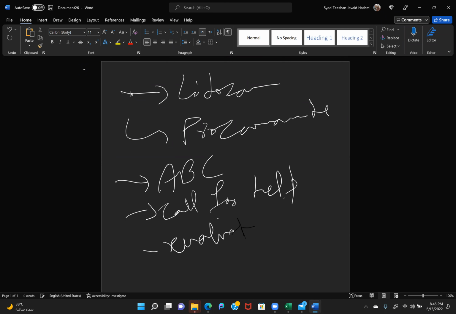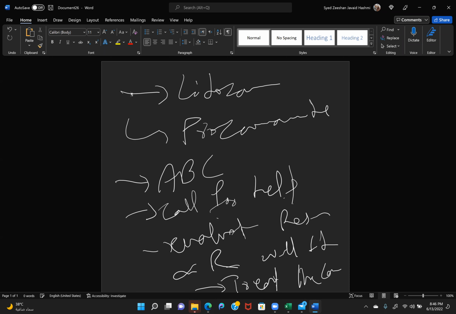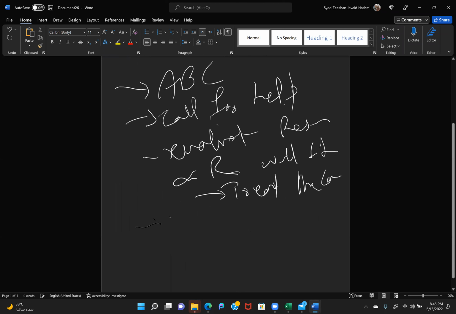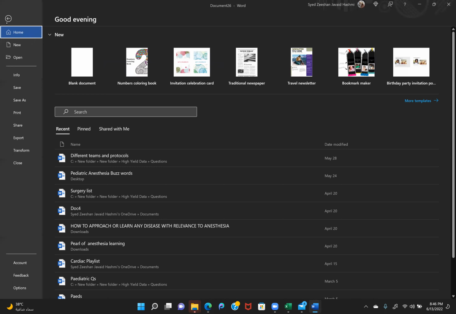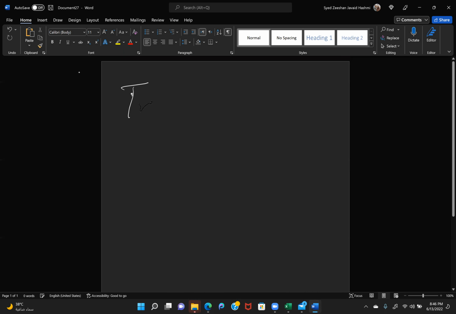Evaluation, resuscitation, and management will go side by side. Treat the cause. Look for any reversible things. The reversible things are always oxygen, CO2, pain, volume. Even the endotracheal tube touching the carina may also cause arrhythmias.